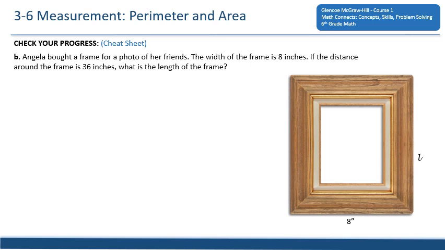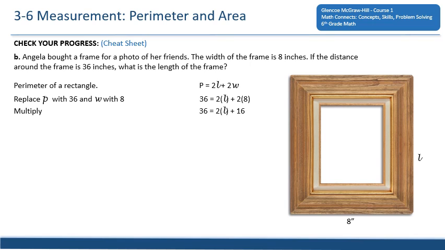Angela bought a frame for a photo of her friends. The width of the frame is 8 inches. If the distance around the frame is 36 inches, what is the length of the frame? So the perimeter equals 2 times length plus 2 times width. We're going to replace P, or perimeter, with 36 and W, or width, with 8. So we get 36 equals 2 times length plus 2 times 8. We multiply, we get 36 equals 2 times length plus 16.